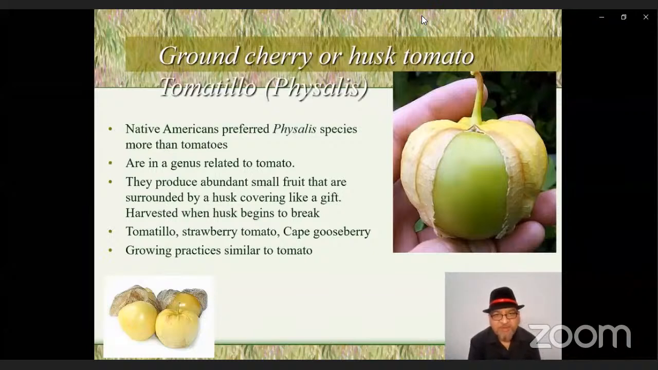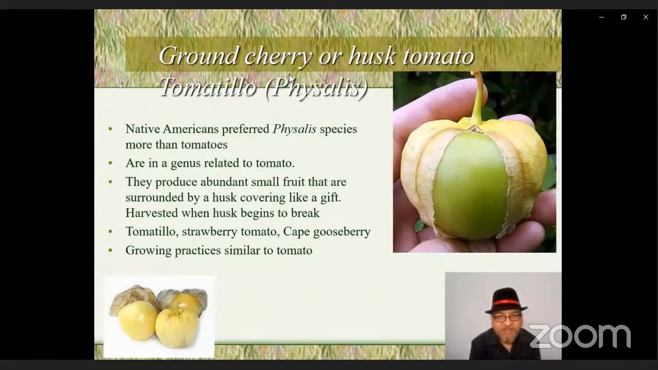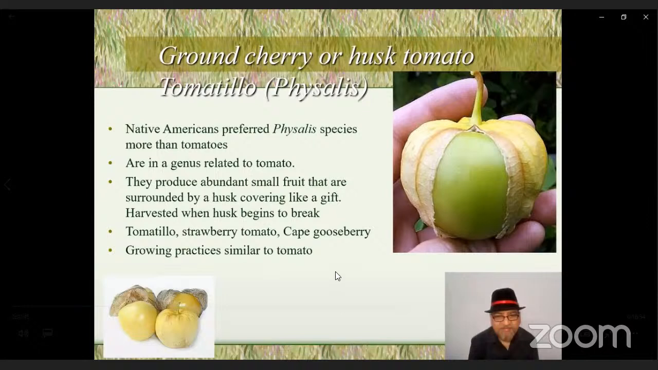Ground cherry or husk tomato, called tomatillo. Physalis is the botanical name. Native Americans preferred physalis species more than tomatoes. They are a genus related to tomatoes. They produce abundant small fruit that are surrounded by a husk covering, like a gift, harvested when the husk begins to break, as shown in the picture. Tomatillo, strawberry tomatoes, and cape gooseberry belong to the physalis category.